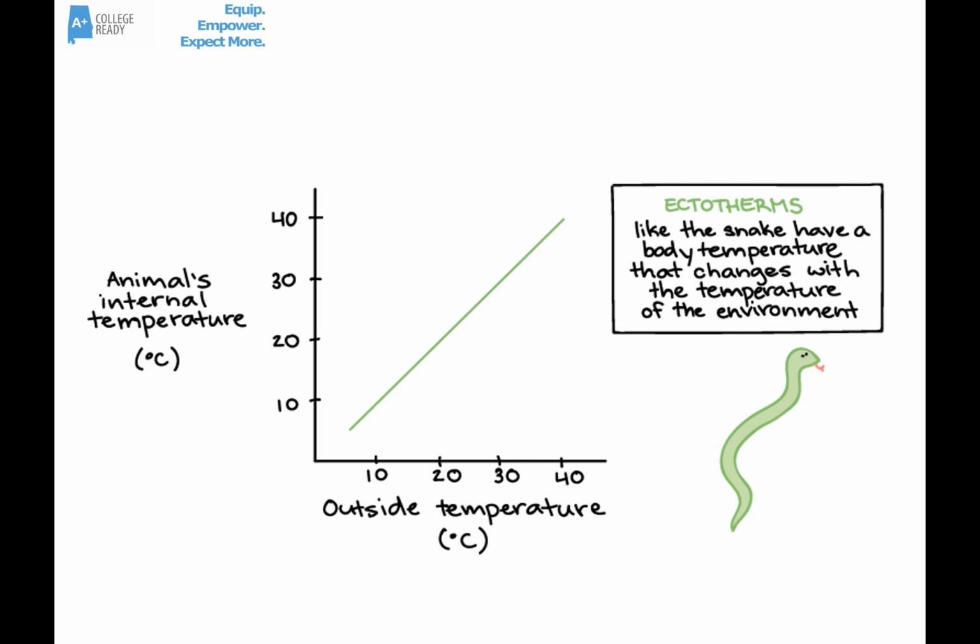Here we see a graph that compares the animal's internal temperature to the outside temperature. And notice that they are directly proportional to each other. As outside temperature increases, internal temperature of the organism increases as well. It's a direct relationship.